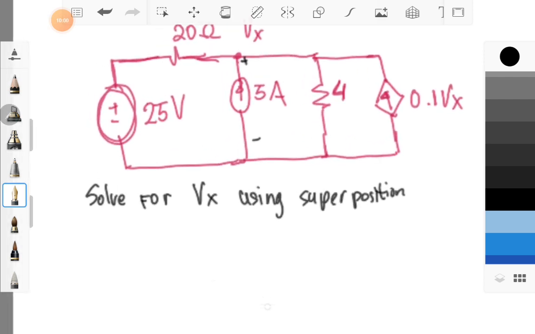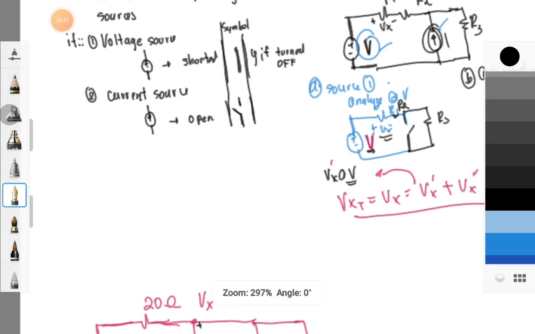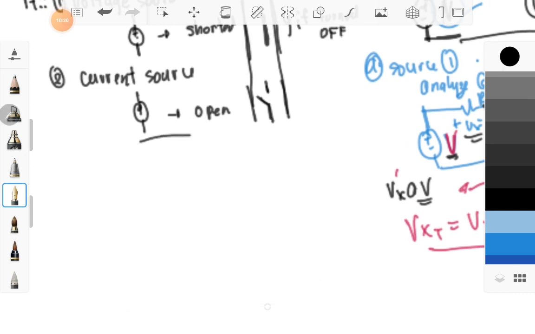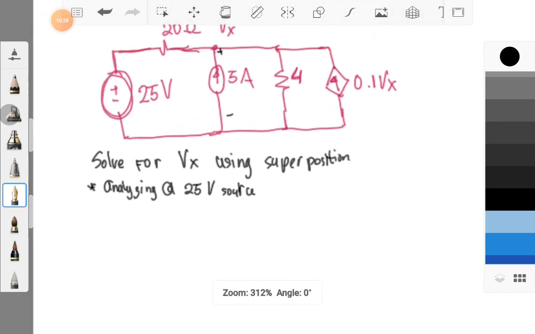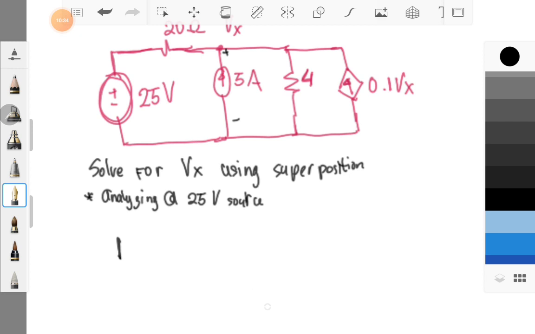So at 25 volt source, analyzing at 25 volt source, which means papatayin natin yung 5 ampere. So take note, in superposition, pag independent current source yan, pag pinatayin natin, magiging open siya, and this will be the symbol. Right? So we will have a new circuit diagram, which is your positive, negative, 25 volts.